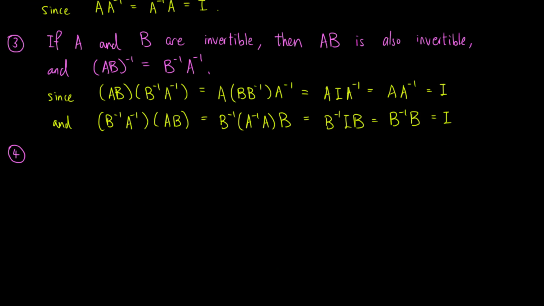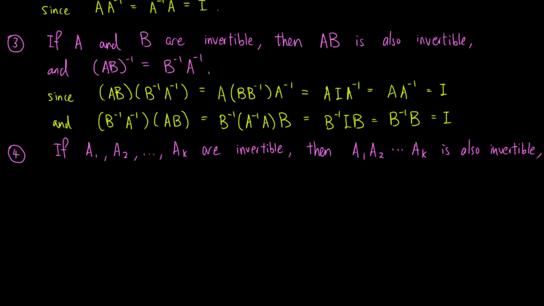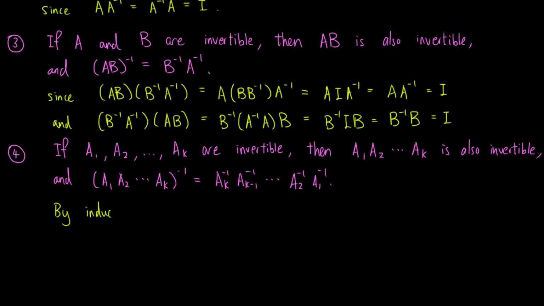For the fourth property, if A1, A2 up to AK are invertible, then A1 times A2 times all the way to AK is also invertible, and the inverse is AK inverse times AK minus 1 inverse times all the way to A2 inverse times A1 inverse. We can prove this by induction on K. K equals 1 means that A1 inverse equals A1 inverse, which is trivial. The case K equals 2 is proved in property 3.